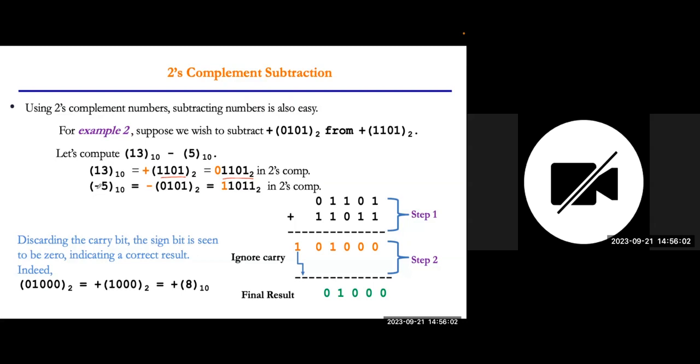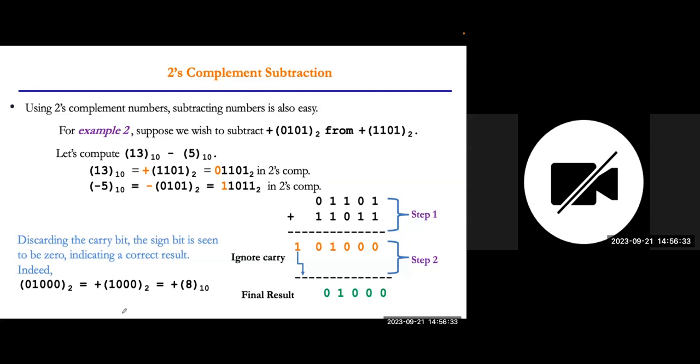For negative 5, it can be represented as 0101, and it is -1, so this minus is converted into 1. So it becomes 11011 by doing the ones complement of this plus 1. Then you can simply add these two numbers, and that will give the result. Discarding the carry bit, the sign bit is seen to be 0, which indicates a correct result.